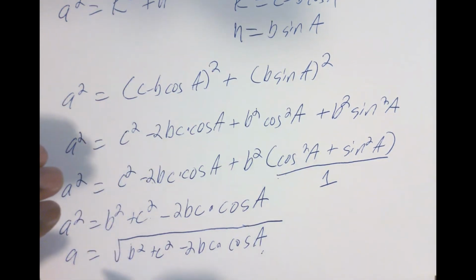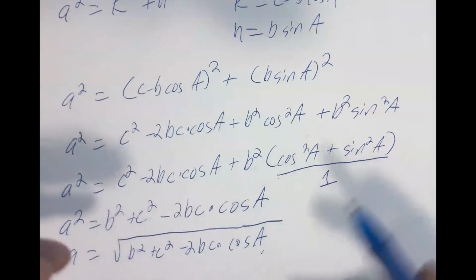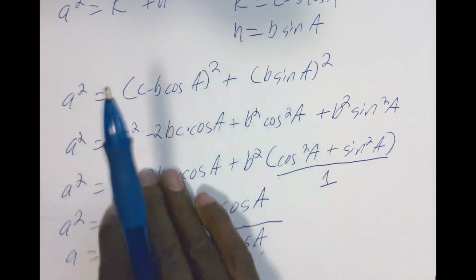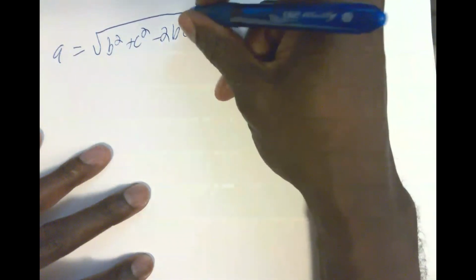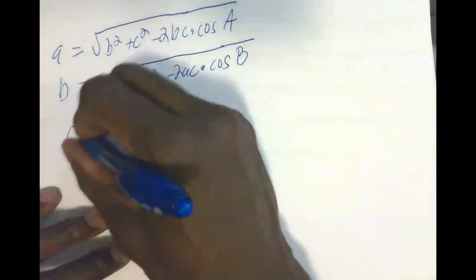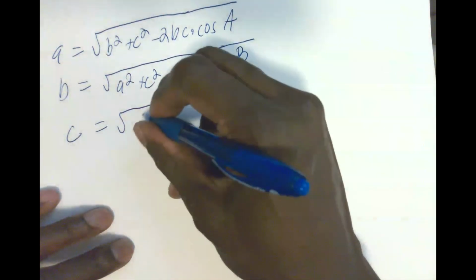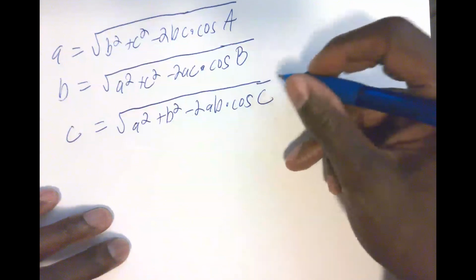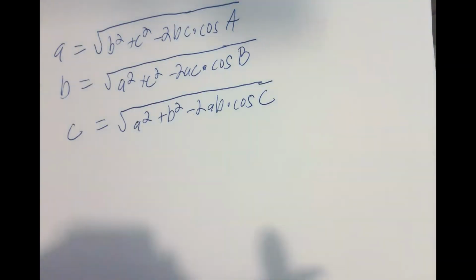With that understanding, the formula for the other sides follows similar logic. Let me rewrite that formula. A is the square root of b squared plus c squared minus 2bc times the cosine of A. If I wanted to find side B, I would use the other two sides, A and C, so it's a squared plus c squared minus 2ac times the cosine of the angle opposite B, the cosine of B. And lastly, to find side C, I would use the other two sides, A and B, so a squared plus b squared minus 2ab times the cosine of the angle opposite C, which is big C. So there you have it. Those are our three formulas for the law of cosines.